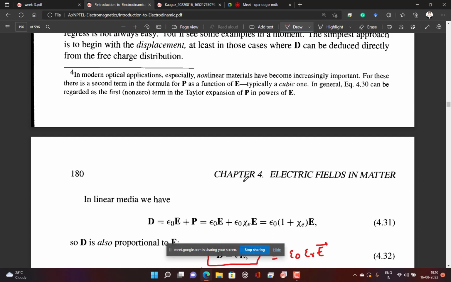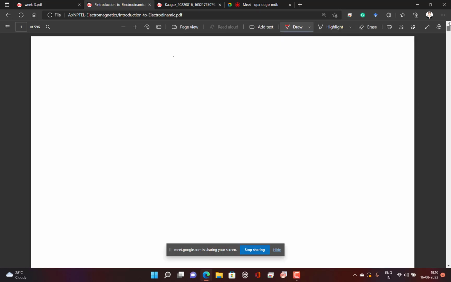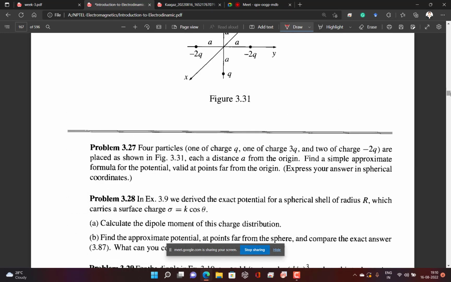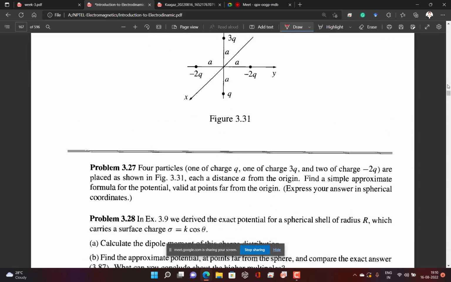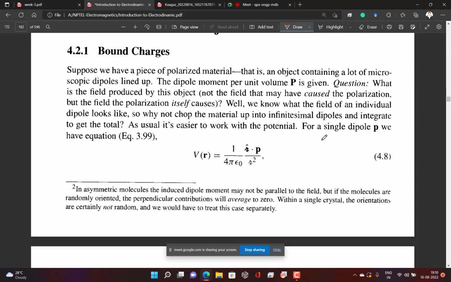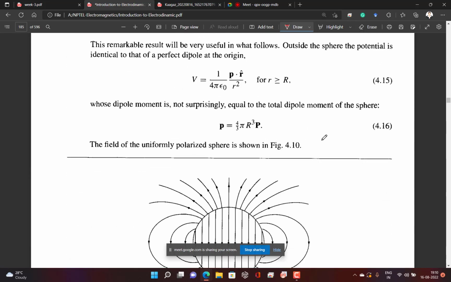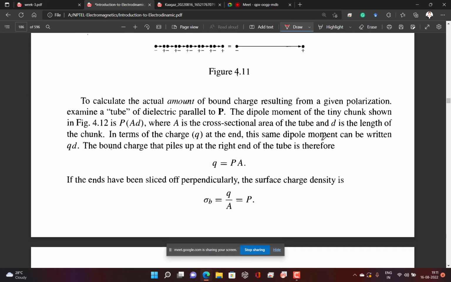This book is Introduction to Electrodynamics by David J. Griffiths. It's a really good book, and I would like you all to refer to this book while solving the assignments. One tip: if you read different parts of this book, especially chapter 4, you will be able to solve many questions from assignment 3.